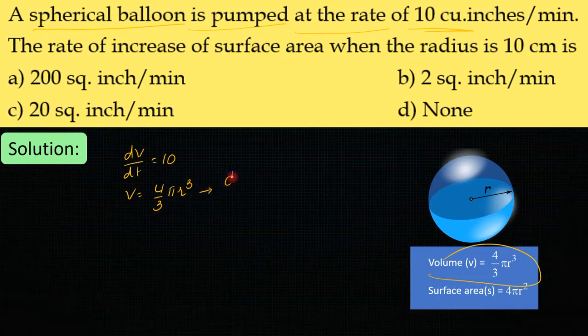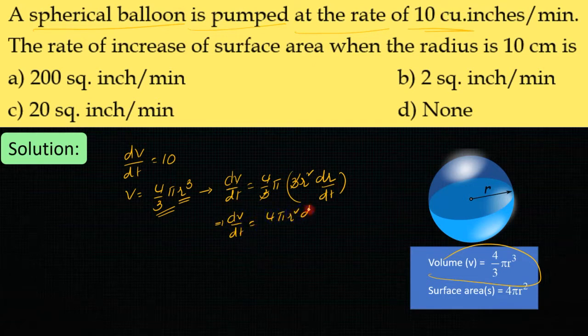From this, dV by dt is equal to, that is, differentiating V with respect to t on both sides, we get 4 by 3 into pi is constant. Differentiation of r cube with respect to t is 3r square into dr by dt. Here 3 gets cancelled. This implies dV by dt is equal to 4 pi r square into dr by dt.